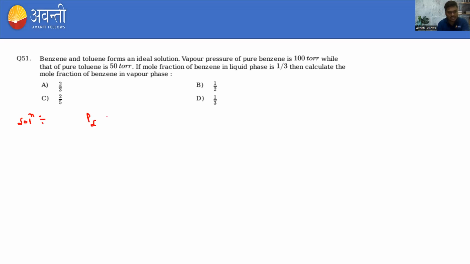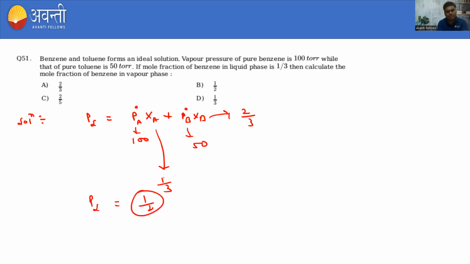We know that the total pressure of the solution can be calculated using the formula P_A^0 into the mole fraction of A plus P_B^0 into X_B. So this is how we can calculate. This value is already given, equal to 100 torr. This P_B^0 is also given, 50 torr, and the mole fraction is also already given. If this is equal to 1 by 3, then obviously the other is equal to 2 by 3. So just put in the values. This is a very, very simple question. On putting the values, you will get 1 by 2. So this is the correct one, that is option number B.